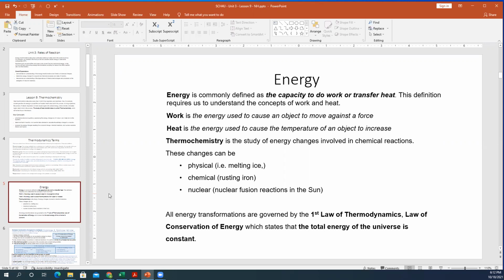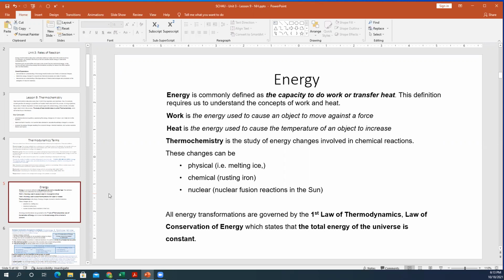And thermochemistry is the study of the energy changes involved in chemical reactions. And these changes can be physical, they can be chemical, they can be nuclear. Physical is things like ice melting. That's a physical change. Chemical, for example, rusting of iron. When iron oxidizes, there's a chemical change taking place. Or it can be nuclear, for example, nuclear fission, the type of reactions that happen in the sun.